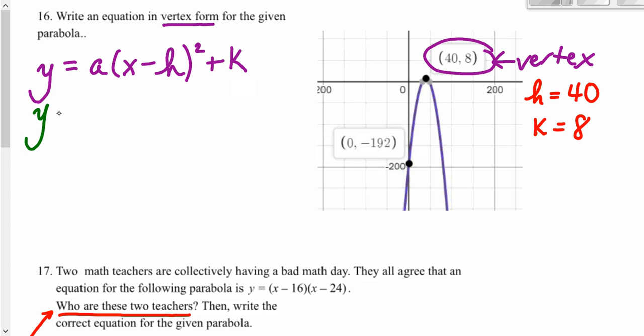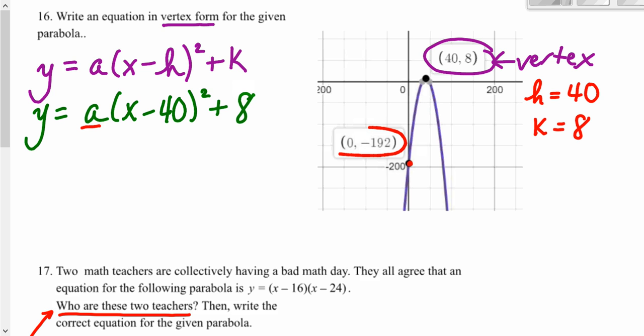So I'll come back here and fill that in. x minus 40, and the plus 8. And then notice that I have another unknown to find. I have to figure out what this a is because this parabola has to be really stretched to be all the way down here at almost 200. In fact, it's at exactly negative 192. So it's been very, very stretched out.